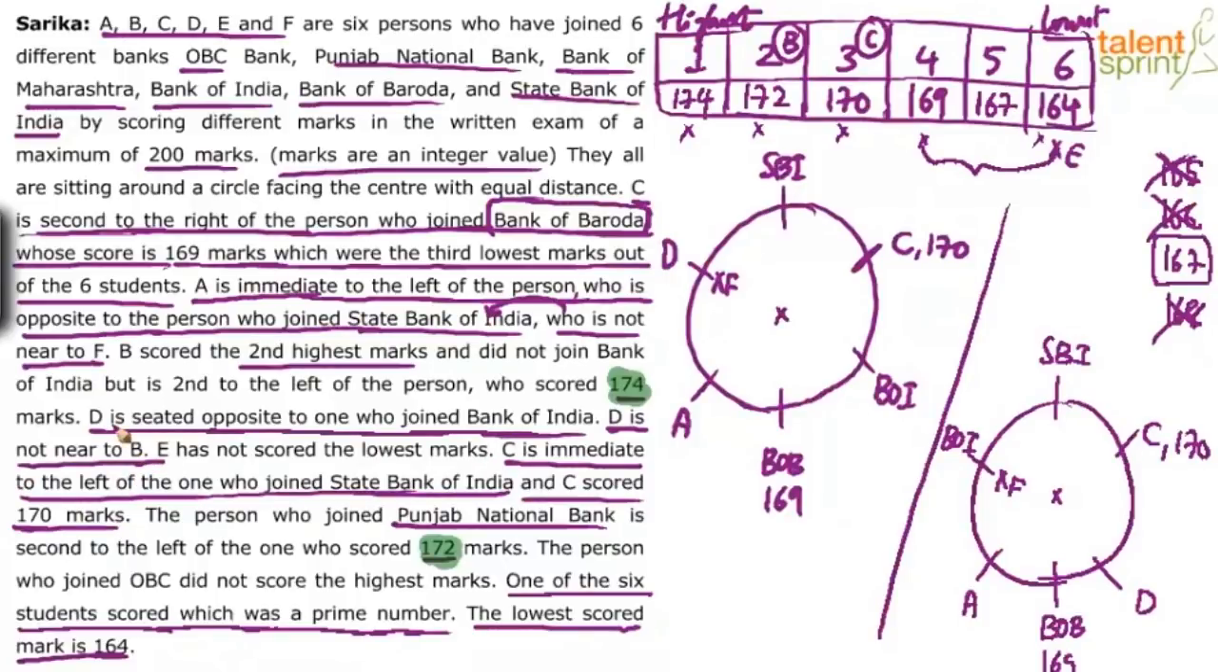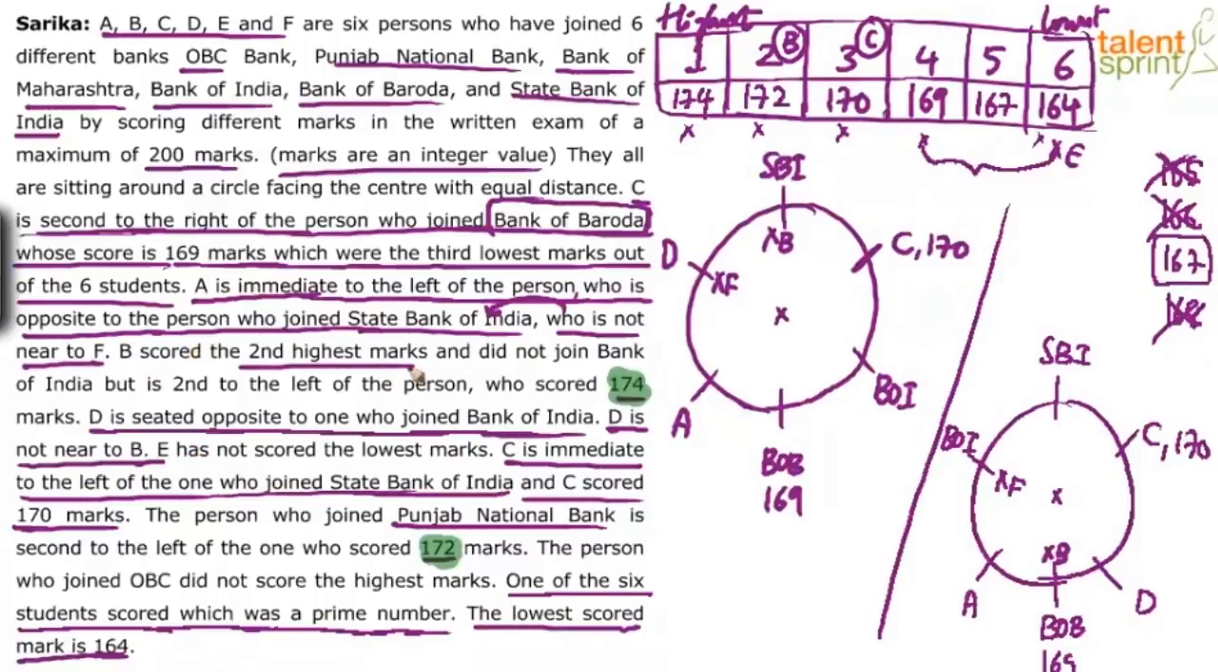D is not near to B means what? D and B cannot be neighbors. So B cannot come in this position here. And B cannot come in this position here. You're able to follow. D is not near to B, meaning D and B cannot be neighbors. So B cannot come in this position. Anyway, this is occupied by C, so it doesn't really have to worry about that. And B cannot come here in this case. This is occupied by A. So that's done, right? E has not scored the lowest marks. E has not scored the lowest marks. So E will not come for 164, which is okay.